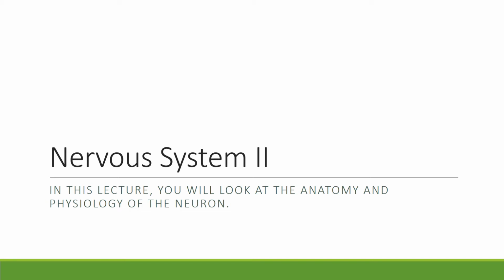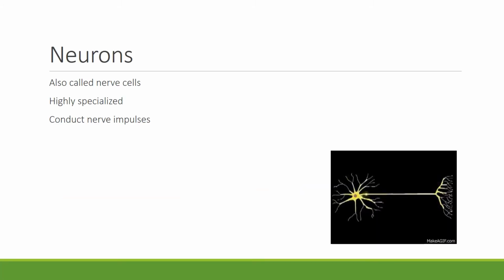In this lecture, you'll look at the anatomy and physiology of the neuron or nerve cell. Neurons are also called nerve cells. They are highly specialized and their job is to conduct nerve impulses, also known as electrical impulses.